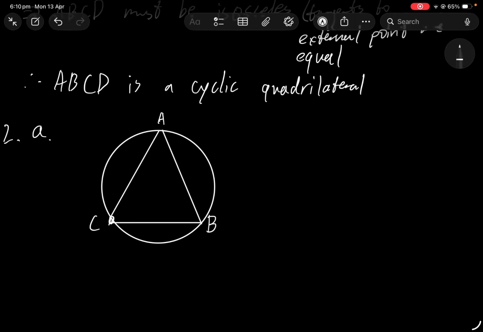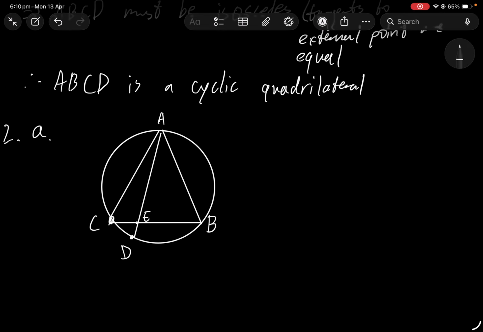A chord AD intersects BC at E. So basically there's a D point somewhere on this arc. Because it never said that E is at the midpoint of BC, I should put it somewhere else so I don't get confused, right? So we'll say D is here, and AD looks like that, and this point will be E.